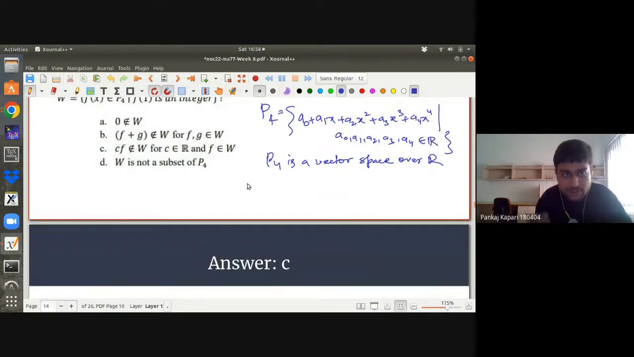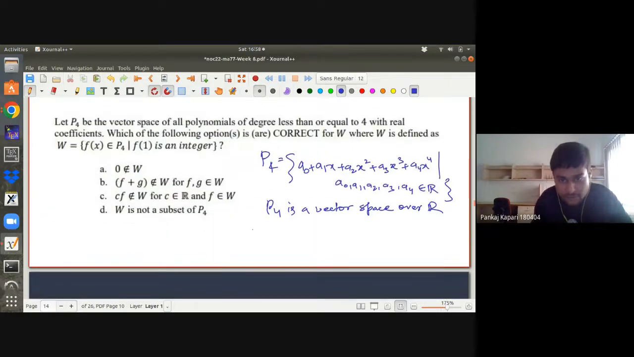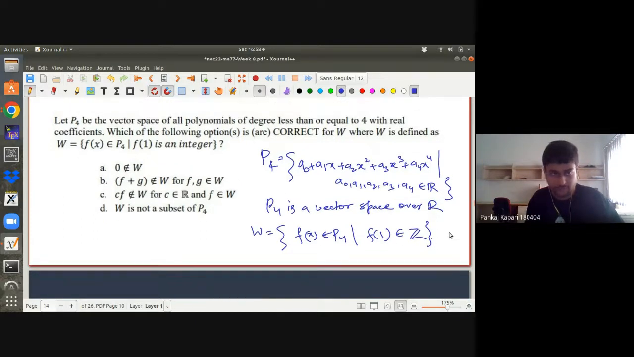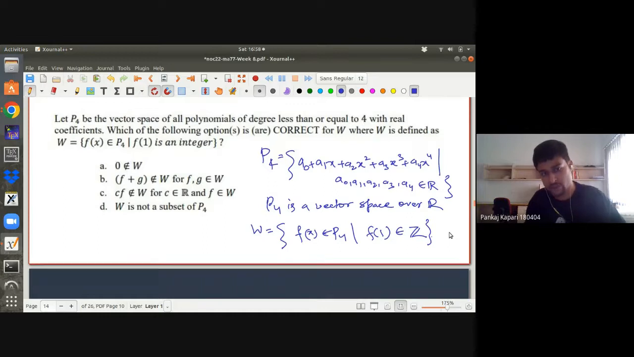So what is that subset? W is equal to all those polynomials f(x) in P4 where, if you put 1 instead of x, this f(1) belongs to the set of integers, which we denote by Z. That means it's either a non-negative natural number or a negative number. And we have to find if this is a subspace or not.